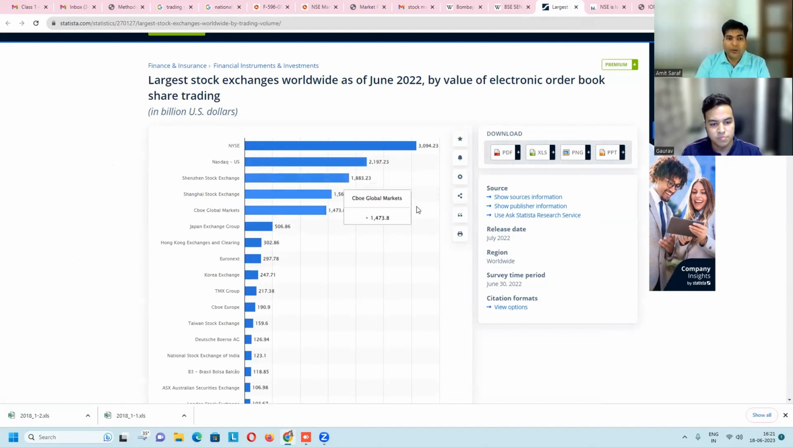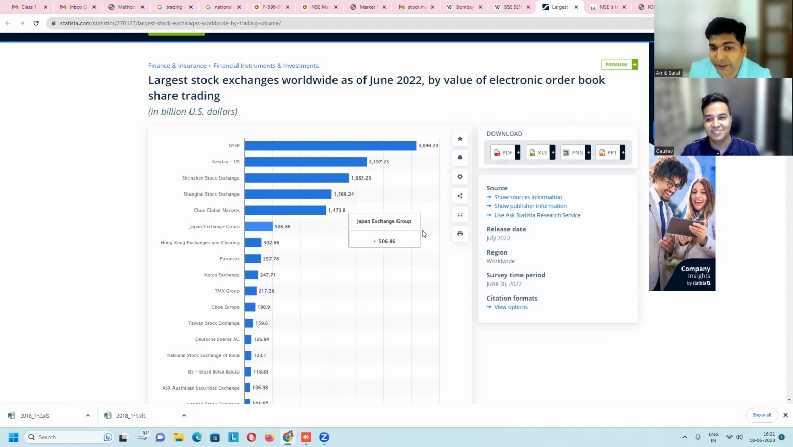followed by Nasdaq, again an American exchange, with more than 2 trillion, 2000 billion of turnover. Then China, Shenzhen and Shanghai stock exchanges. I have seen the Shenzhen stock exchange several years ago, 20 years ago, when I used to live in Shenzhen. I used to see that building, Shenzhen Stock Exchange.